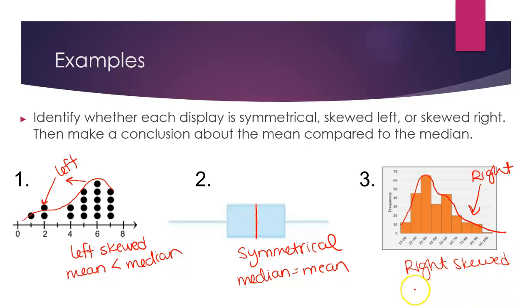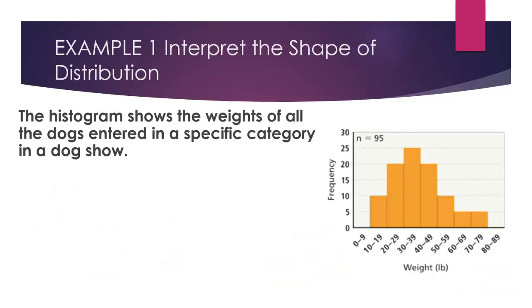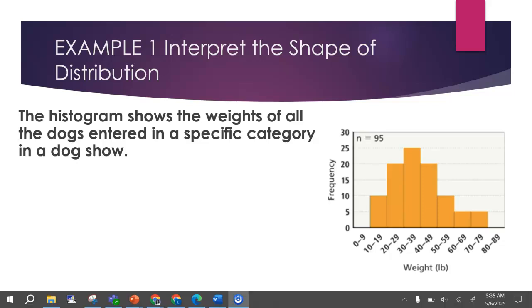When this happens, the mean gets bigger than the median. All right, that mean is going to get pulled towards that data, and that data is on the bigger side, so it gets pulled to the right, which is up bigger. Here's an example of a word problem. The histogram shows the weights of all the dogs entered in a specific category in a dog show.